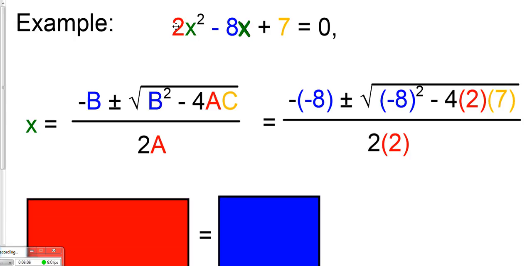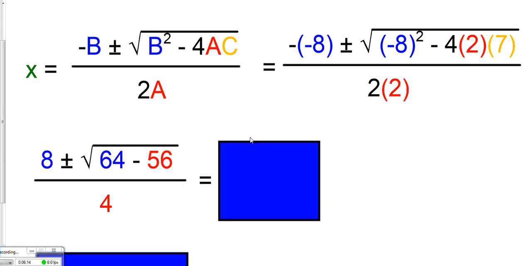Again, we just plug in a is 2, c is 7, so 4 times 2 times 7. And a is 2, so 2 times 2. As you simplify this equation, it becomes positive 8. -8 squared is positive 64. 4 times 2 is 8. 8 times 7 is 56, so minus 56. And 2 times 2 is 4.